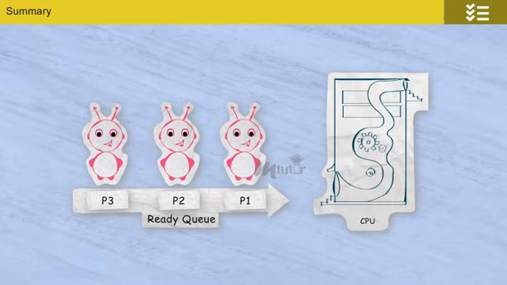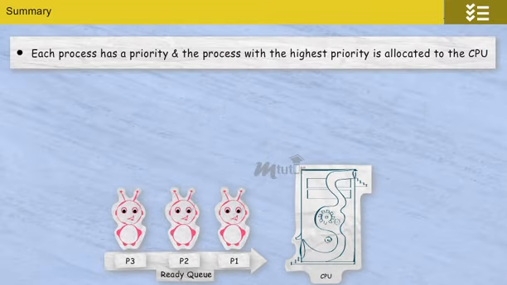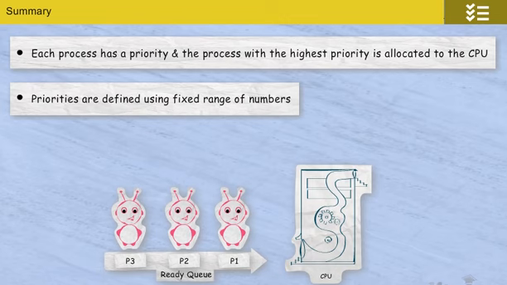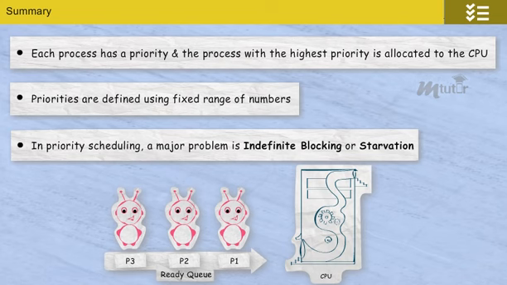Summary. In this lesson, you have learned that in priority scheduling, each process has a priority and the process with the highest priority is allocated to the CPU. Generally, priorities are defined using a fixed range of numbers like 0 to 7 or 0 to 4095. In priority scheduling, a major problem is indefinite blocking or starvation.